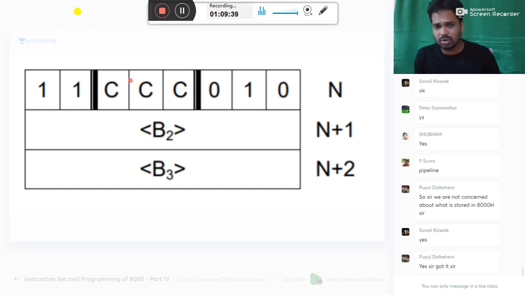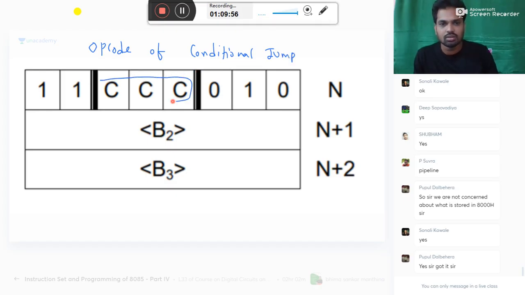There is no need to remember this, it is just for your understanding. This is the opcode of conditional jump. Here in place of CCC, it is the byte 2 and byte 3 of your total instruction. So in the place of CCC, you get this.